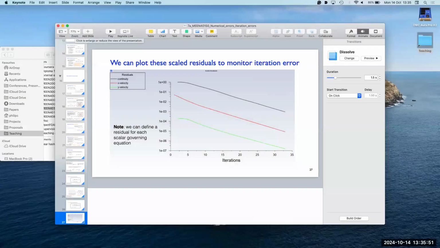So when you choose these, they'll have certain defaults in Fluent. So they might say 1e-3 is fine for the continuity error, maybe 1e-4 or 1e-5 is fine for the momentum errors. But they're just broad rules of thumb, and they may not be appropriate.